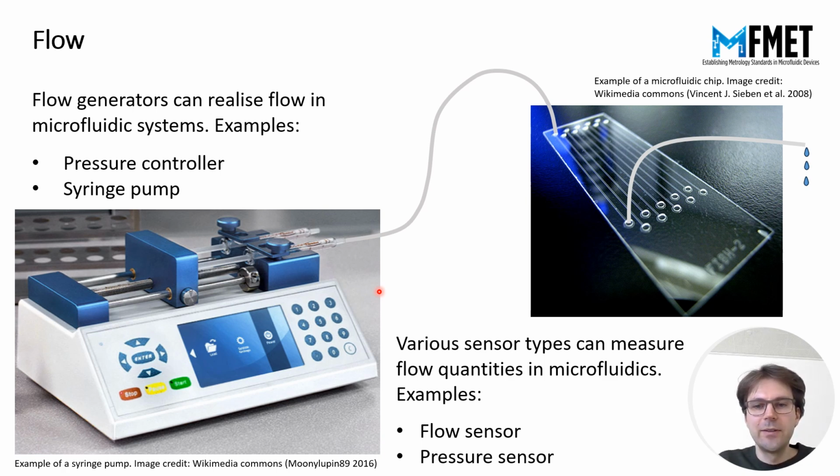Other equipment that exists in microfluidics are different types of sensors. For example, you can have flow sensors that can measure the flow, and you can have pressure sensors that can measure the pressure.